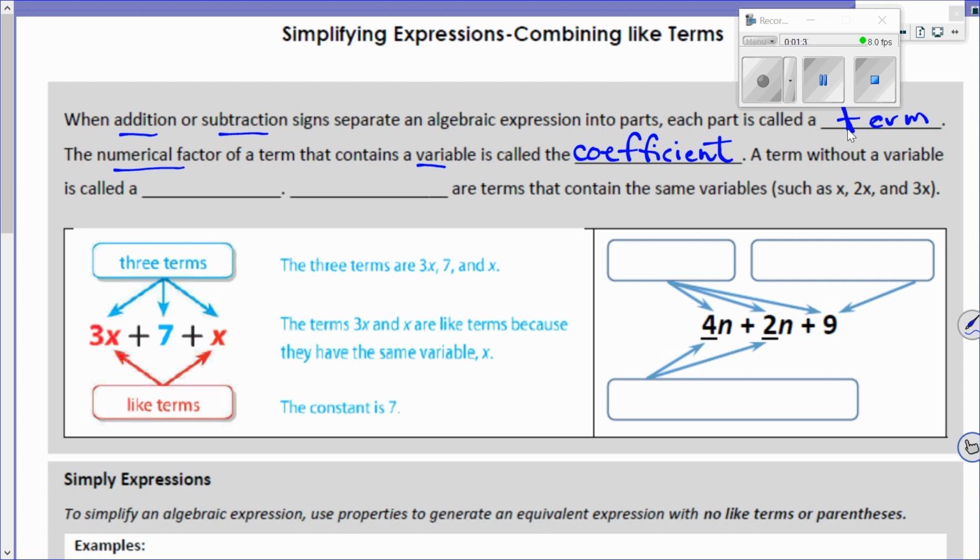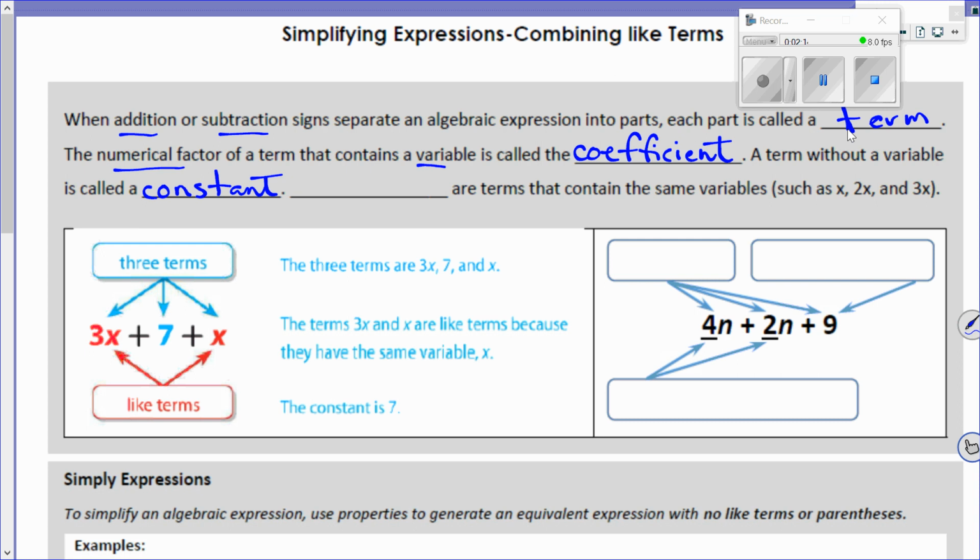A term without a variable, if there is no variable, what do we call that? It's just a number. What is the mathematical term for it? No. Factor means I'm multiplying. What do we call it? A number that is by itself. It's called a constant.